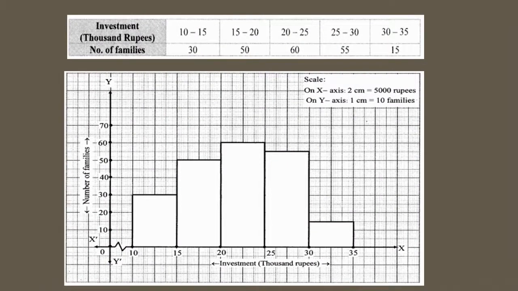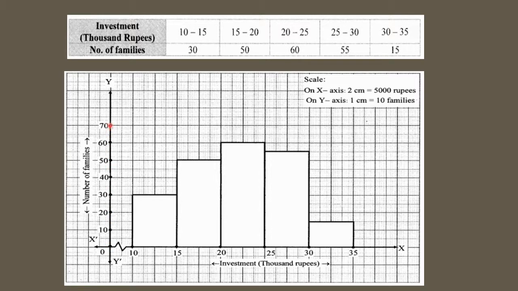Draw the horizontal line X' and the vertical line Y', and the intersection of the two axes is the point 0. Show the classes on the x-axis and frequencies on the y-axis. Classes means investment in 1000 rupees on the x-axis, and number of families on the y-axis. Your classes start from 10 to 15. Therefore, mark 10, 15, 20, 25, 30 and 35. And frequencies are 10, 20, 30, 40, 50, 60 and 70.